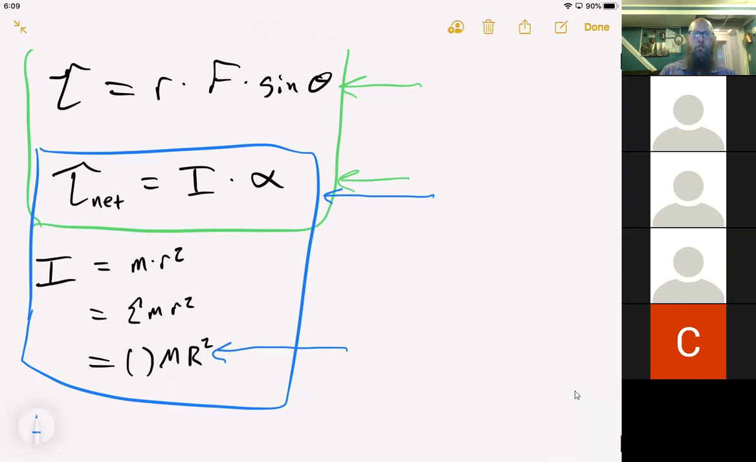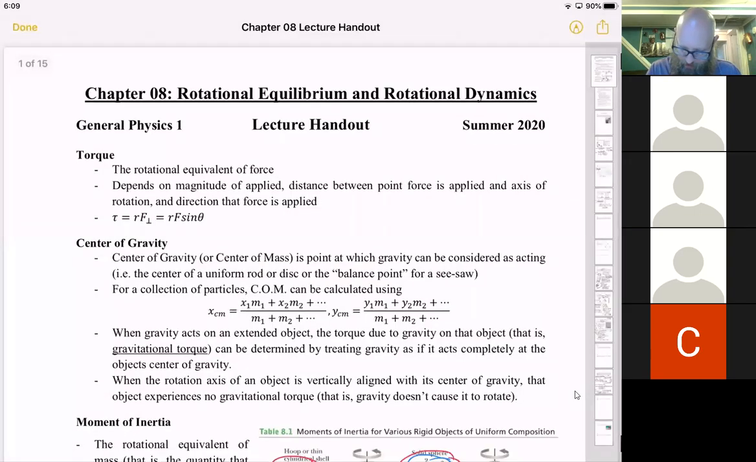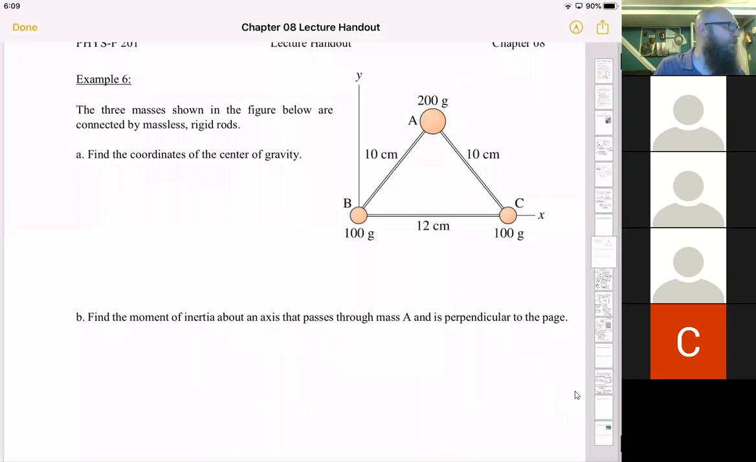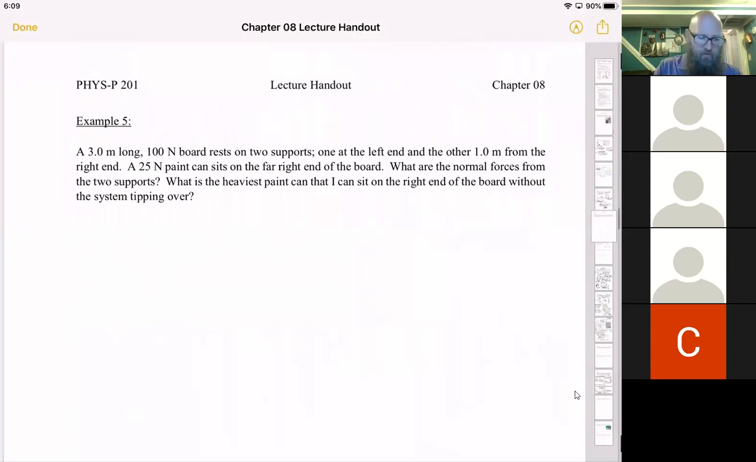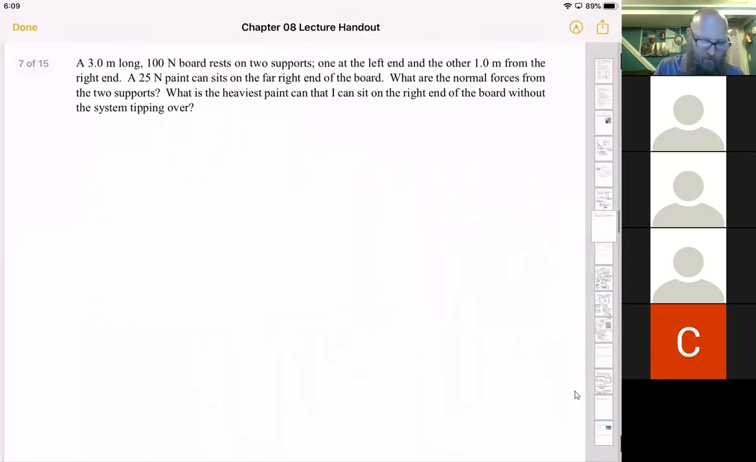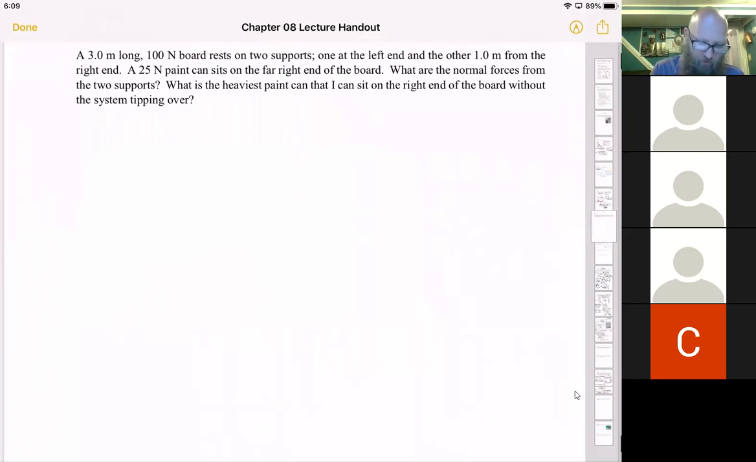Okay, so let's look at a couple of problems. Let's go back to chapter 8. I have my list of things I'd like to do. I'd like to do example 5. Example 5 says we have a 3 meter long, 100 Newton board sitting on 2 supports, one at the left end and the other 1 meter from the right. And we got a paint can sitting on the far right end of the board. So let's draw that picture quickly.